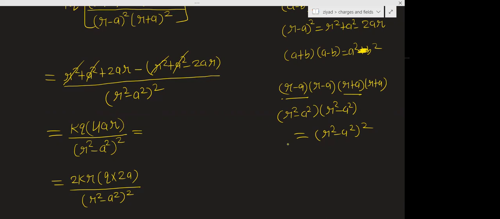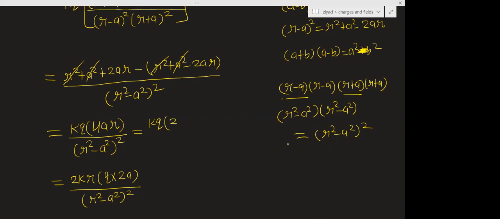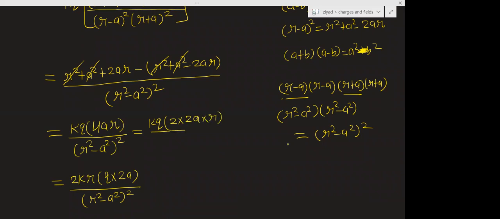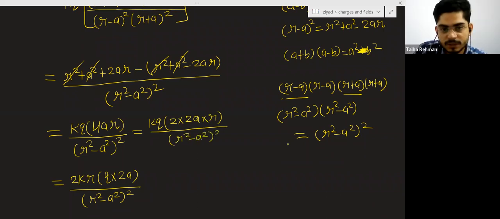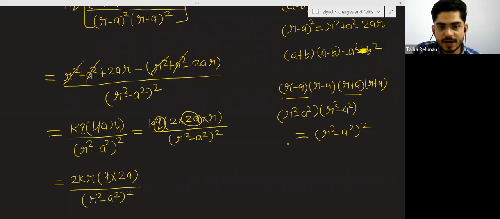See this. Sir, did you split 4AR? Yes, actually, what I have done: this is kq, now I have written this 2 into 2 into 2, 2A into R, and this is (R square minus A square) whole square. So I have taken this q into 2A out, separate, and this is 2kR here and q into 2A.